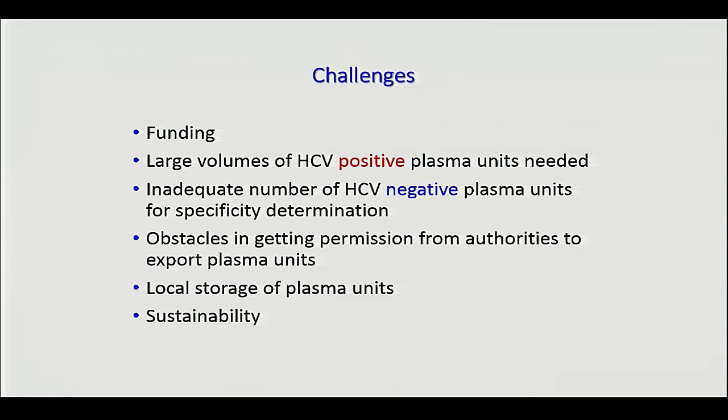And as was mentioned earlier by Claudia and Anna also, various countries have different prevalence of false positivity. For example, we have seen in our own experience in African settings a large number of false positives. One paper has mentioned that it may be because of schistosoma antibodies, with like 25% cross-reactivity. So procuring the negative plasma units remains a major challenge here. And of course, those of you who have worked in international settings know there are challenges in getting permission from local authorities to export plasma units.